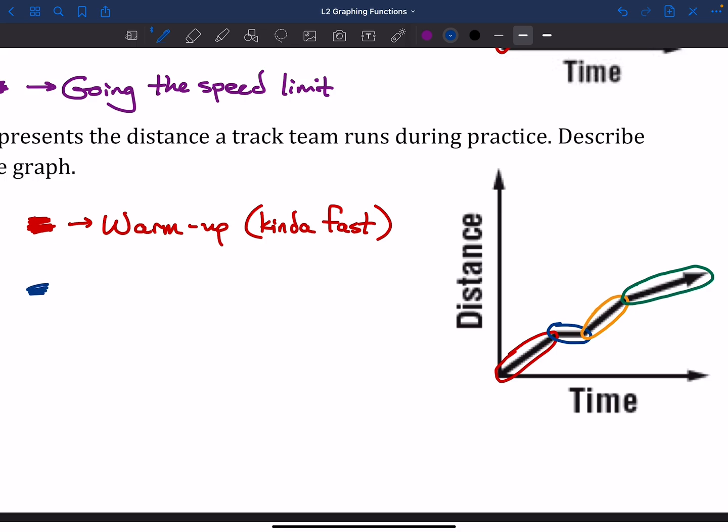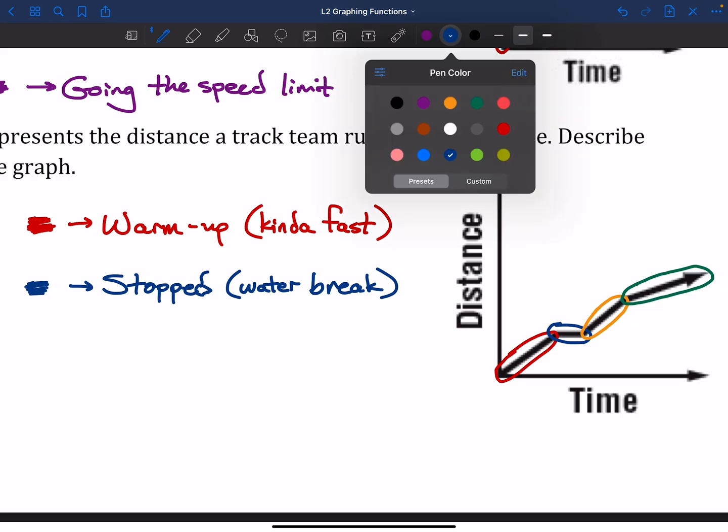When we get to the blue piece, we stop. What might be going on there is that maybe we're having some sort of a water break or something like that. But the big idea is that we are not traveling forward or backward. We have stopped. We're not traveling anywhere right then.